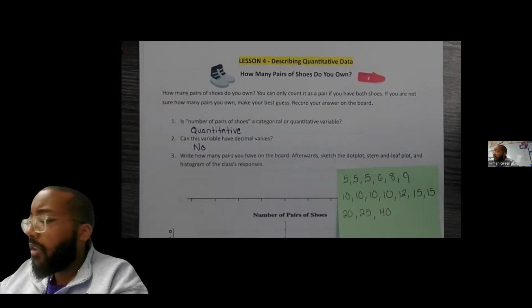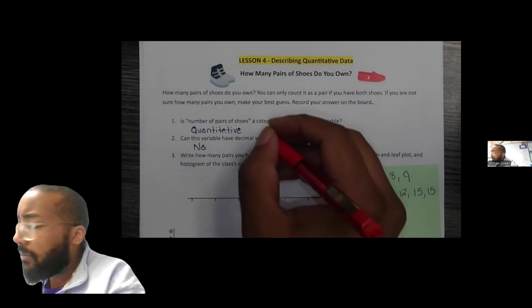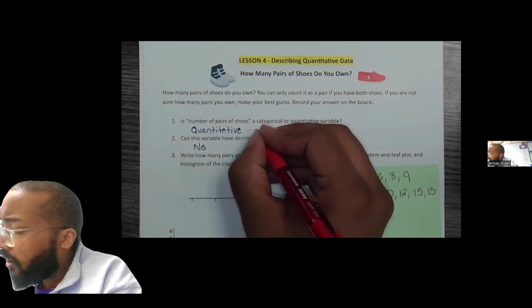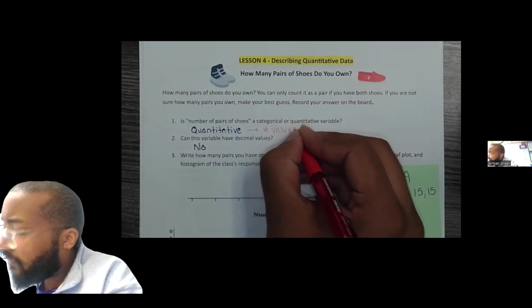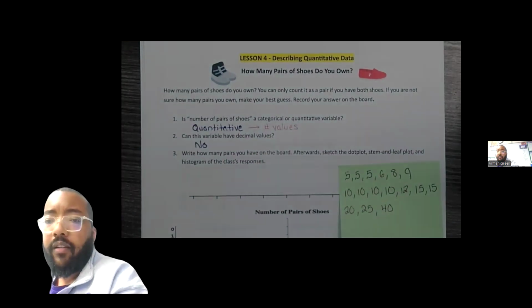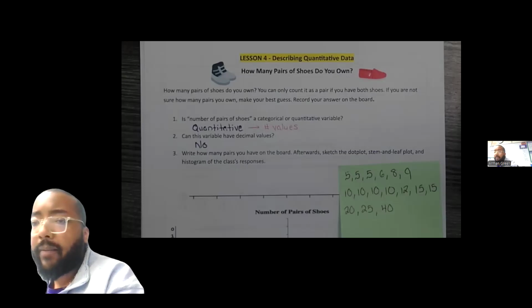All right, we're back. So for question one, is number of pairs of shoes categorical or quantitative? You should have said quantitative. And the reason for that, simply put, is because all of our responses are number values. For the second question, can this variable have decimal values? In this context, no, it does not make sense to have 0.2 of a sneaker.